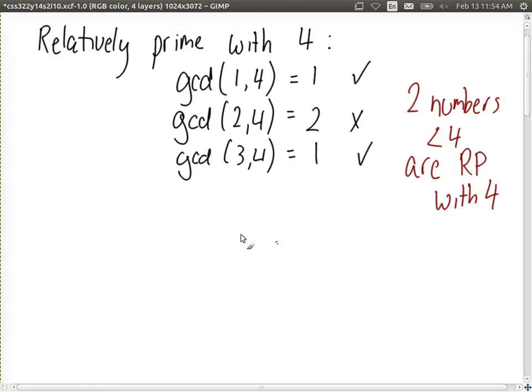This is called the totient, or Euler's totient. We write it as this. Euler's totient function counts the number of numbers less than 4 which are relatively prime with 4. The answer is 2 in this case. There are two numbers less than 4 which are relatively prime with 4. That's the definition of Euler's totient function. Try it with some others.